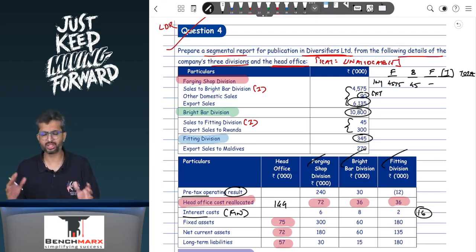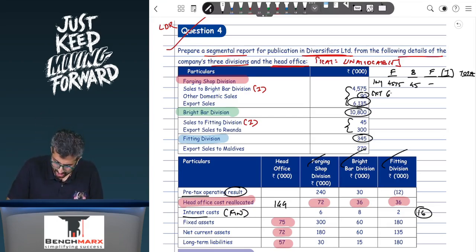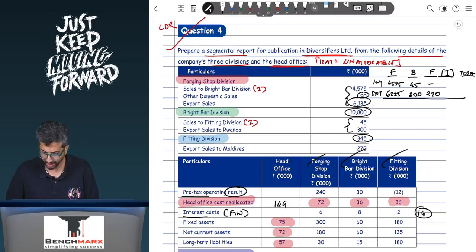One is domestic, one is export. Yes, we'll show that separately in the geographic segment. Right now, I will show 6225 total. Then I will have 300, and in the fitting division, export to Maldives is 270. So basically, if I go to see my external revenue: 6225, 300, 270, this comes to 6795.